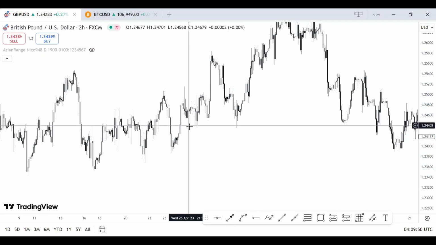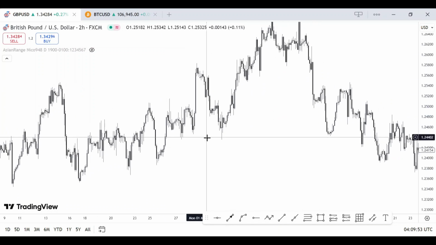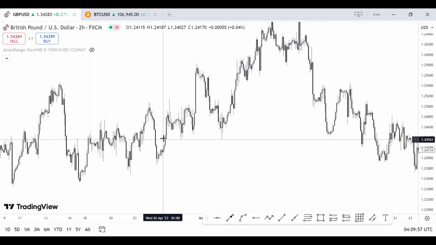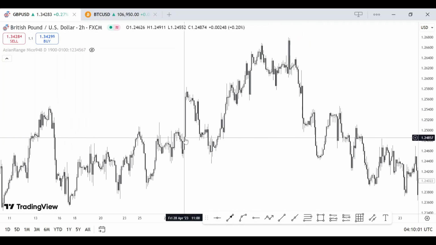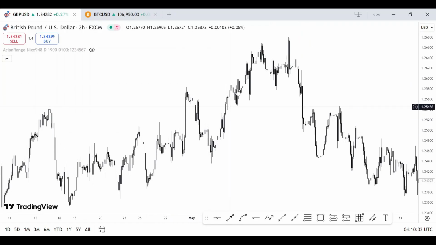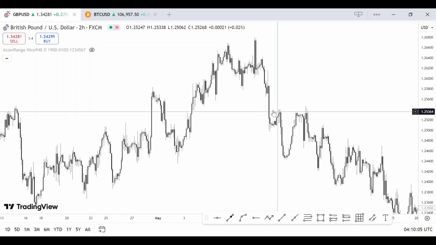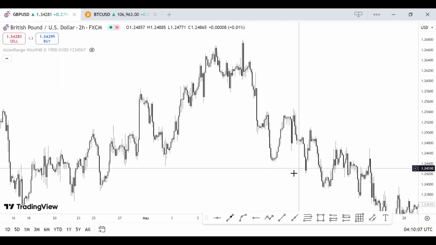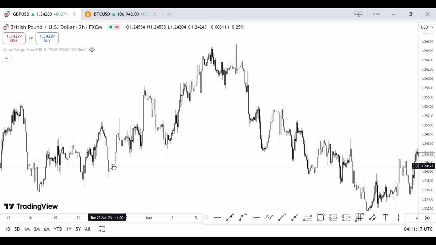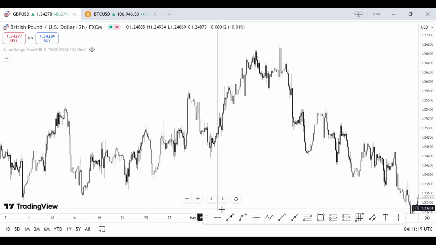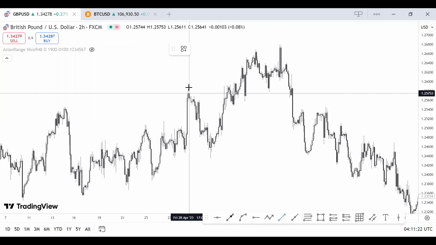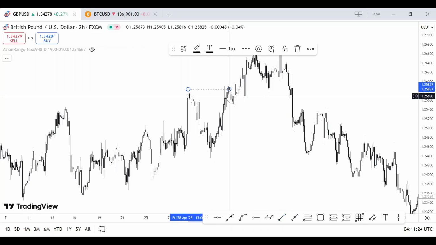So let's continue. You can see price did not come this way, but it came into this imbalance here. It came into this imbalance, and price continued to the upside. Then what can we see here? This is what I'm going to explain. We can see that price was in an uptrend before, making a series of higher highs, higher lows, breaking structures to the upside.